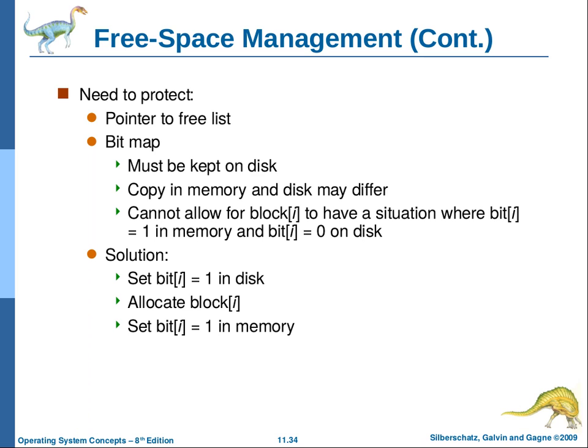Can allow for block I to have a situation where bit I equals 1 in memory and bit I equals 0 on disk. So first set it in disk, allocate the block, then set it in memory. In other words, remember, these machines can turn off at any moment, so you want to make sure that you update it in the correct order. So if you update it on disk first, allocate it, and then set the one in memory, well, you might be losing a block, but at least you're not messing up your file system.